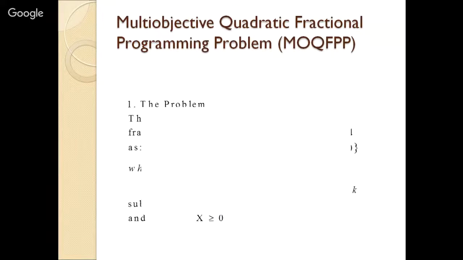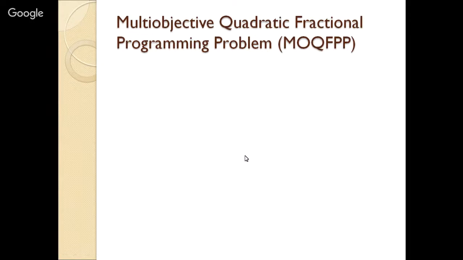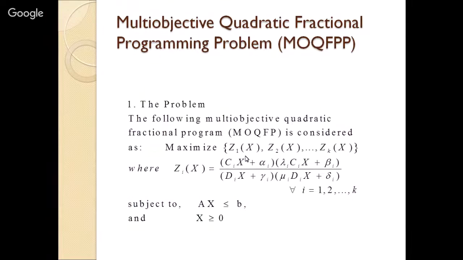Now we come to the more complex multi-objective quadratic fractional programming. This is the case where the quadratic part is there as well as the fractional part. You can see this is the problem, and we have k objective functions, and each objective function is in fractional format, where the numerator is a quadratic function and the denominator is also a quadratic function.